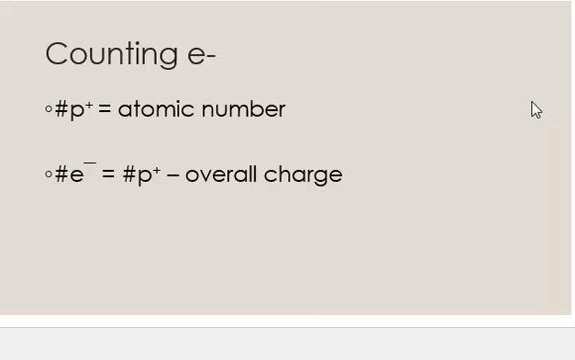The charge of an anion allows us to determine the number of electrons. We know that the number of protons for an atom of a given element never changes and is found on the periodic table as the atomic number. The charge of an ion is due to the unequal number of protons and electrons. To determine the number of electrons, we subtract the overall charge of the ion from the number of protons.